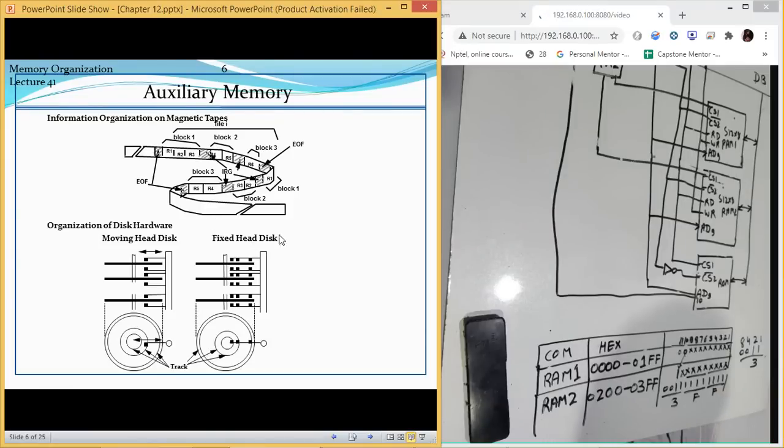So next is auxiliary memory. So we will discuss about the auxiliary memory in our next class.